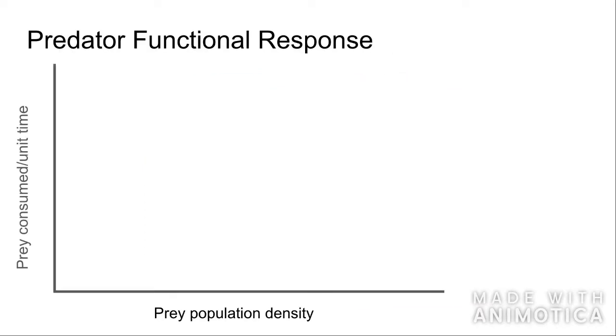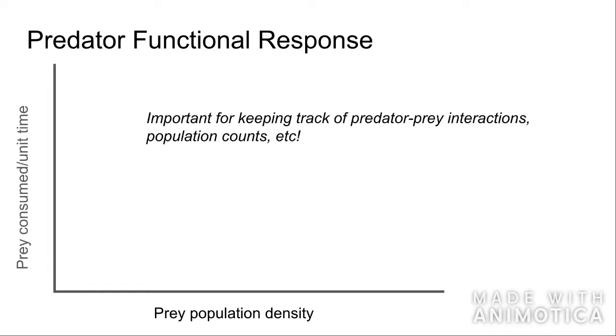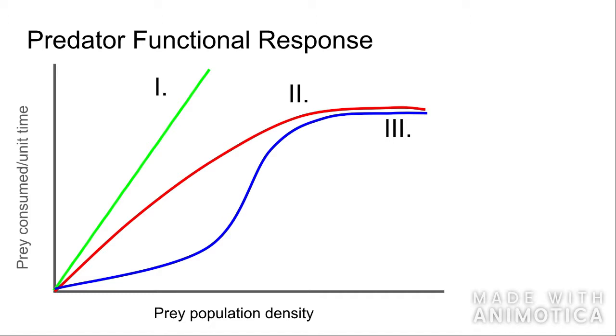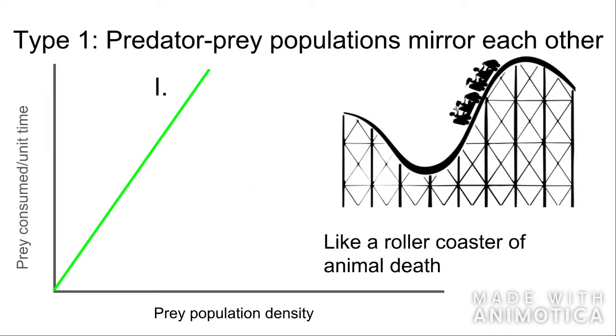Now we're going to move into the predator functional response, and that shows the predator-prey dynamics. There are three main types. The first one shows rapid prey consumption, which obviously isn't sustainable. If you eat the prey too fast, then the prey populations are going to go down, and likewise, the predator populations will soon follow. So it's kind of like a roller coaster of animal death.